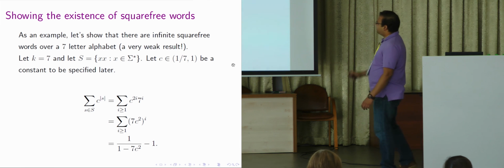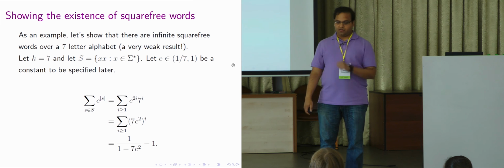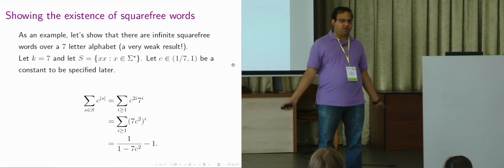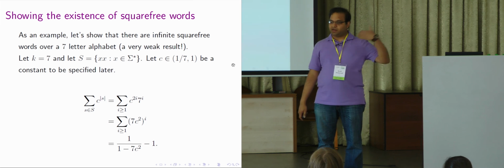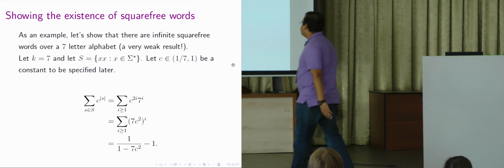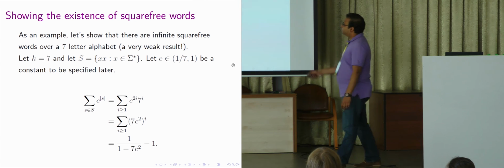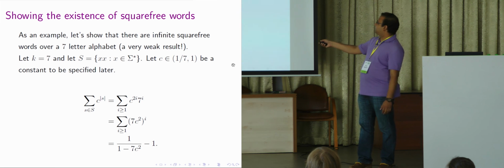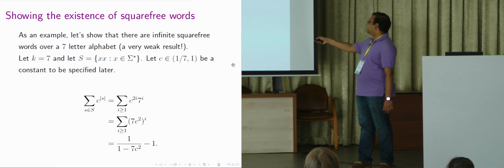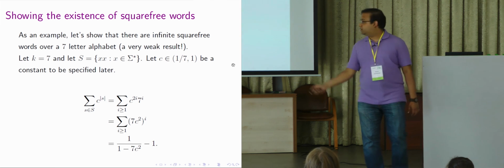Okay, let's go back to square-free words. Using this method, we can show that squares are avoidable over a 7-letter alphabet, which is not great. We've already seen how to do it on a 4-letter alphabet, and on a 3-letter alphabet. So 7 is not great, but it's a nice example again of the method. So the set S of words to be avoided are the squares. I should make X non-empty here.